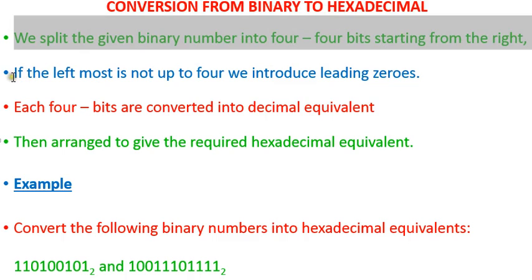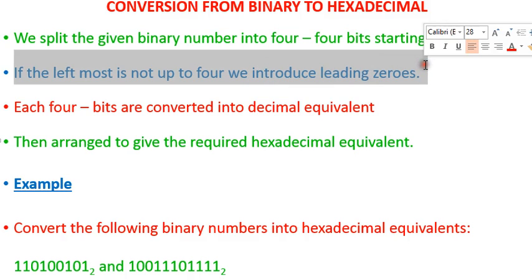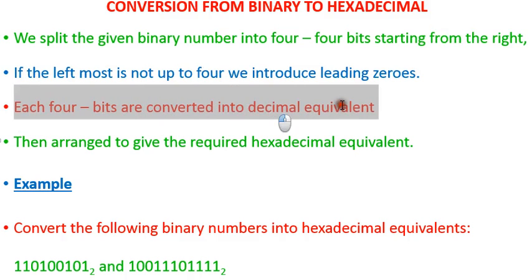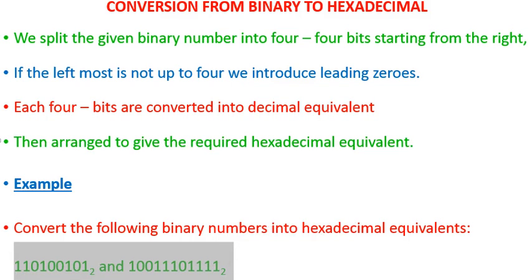And if the leftmost does not have up to 4 bits, we introduce leading zeros as we did on the octal. And each 4 bit is now converted into decimal equivalent. And finally, we arrange everything to give us our result in hexadecimal. To understand this, let us illustrate using these 2 examples.